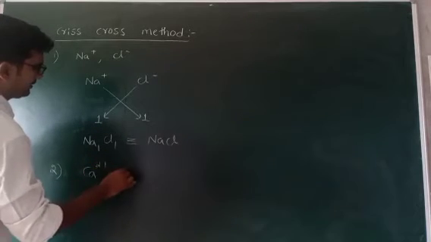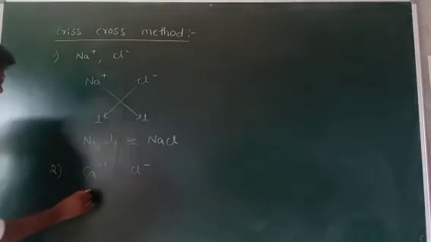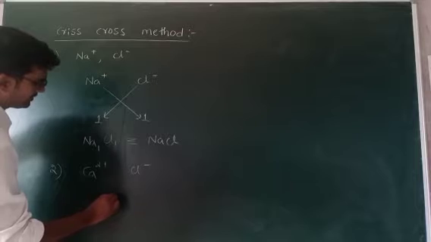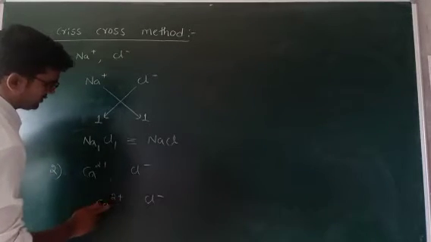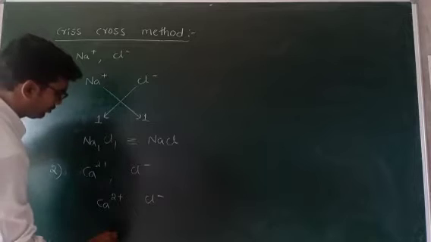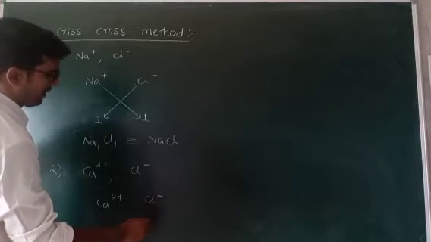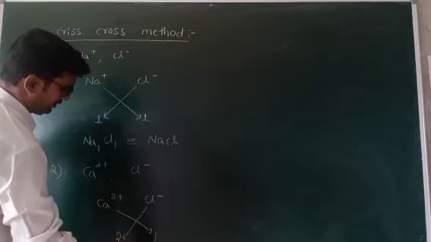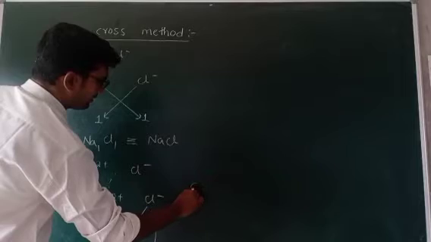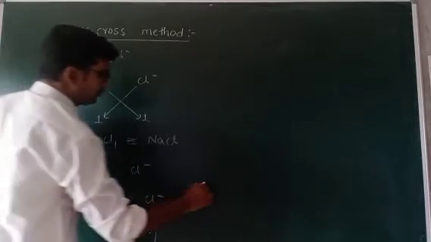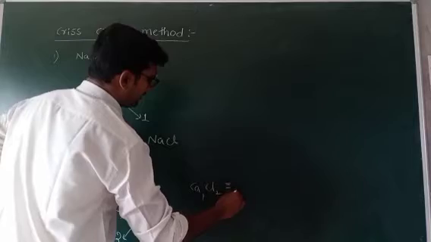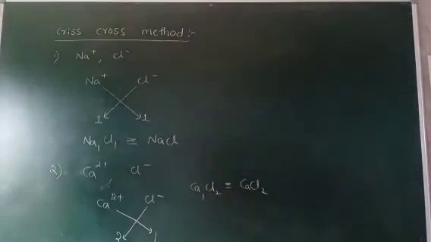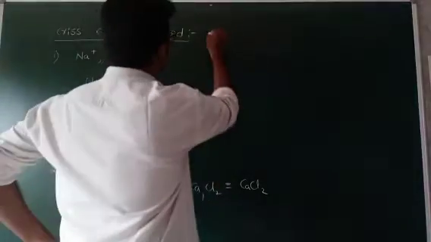Ca2 plus and Cl minus. How to write the chemical formula from these given radicals? What is the charge of calcium? 2. What is the charge of chlorine? Minus 1, which means 1. Now crisscross. So Ca1, chlorine is 2. Simply this can be written like this: CaCl2. There is no need to write the 1 every time. This is the second example. Now the third one.